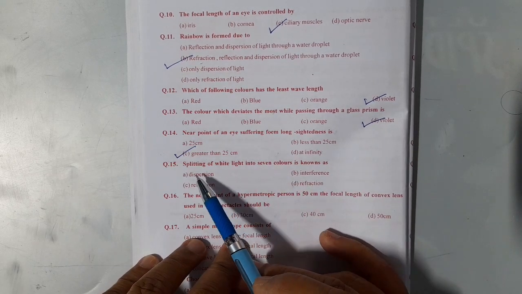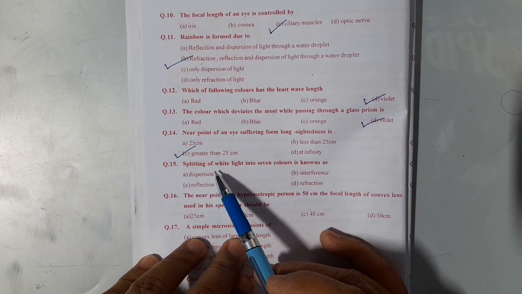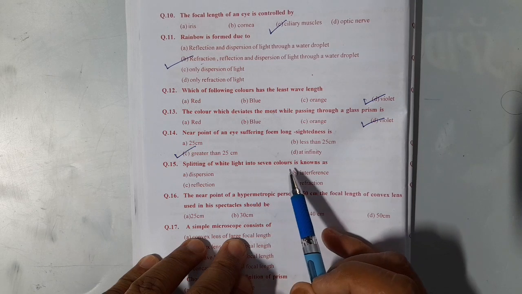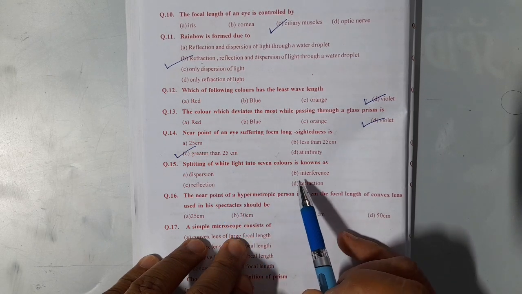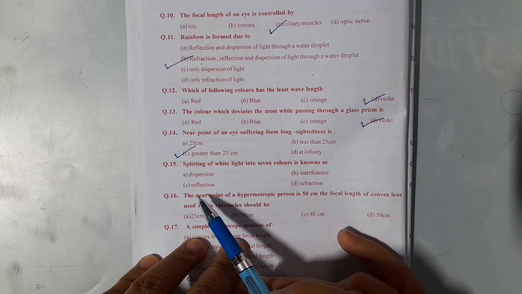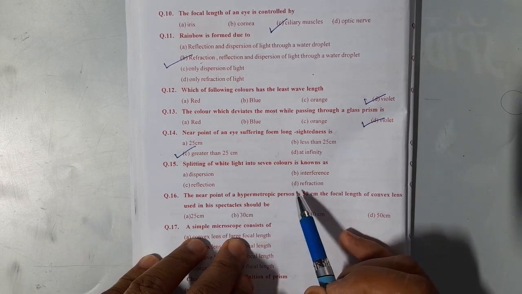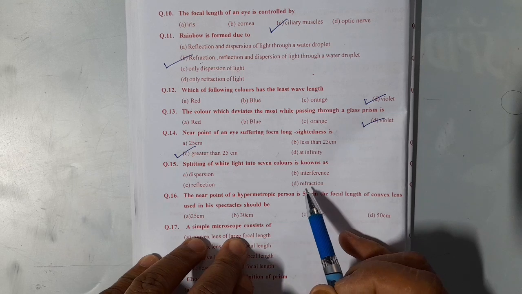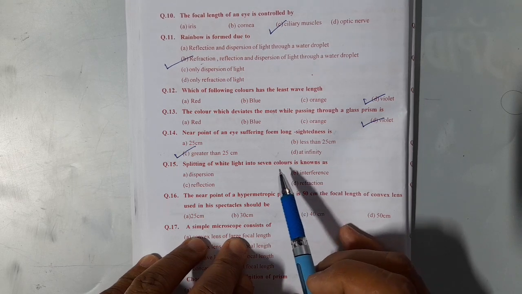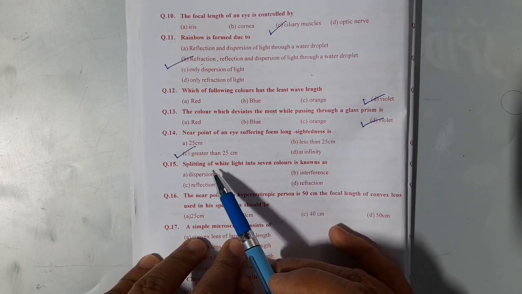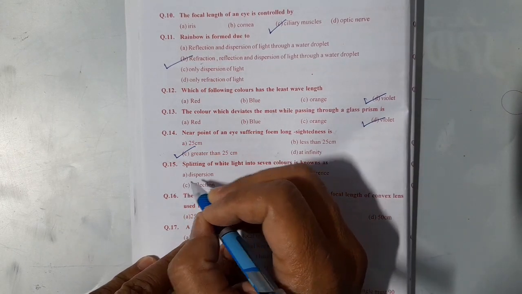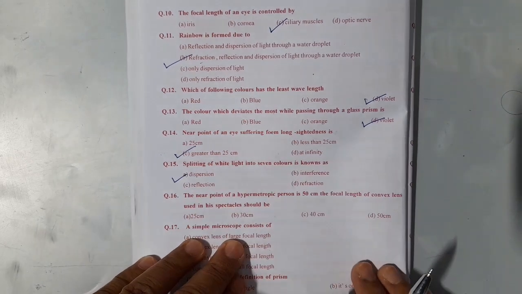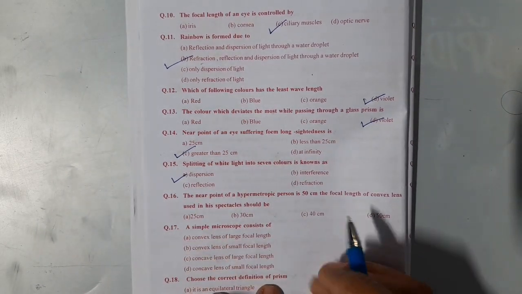Next question. Splitting of white light into 7 colors is known as option A dispersion, option B interference, option C reflection, or option D refraction. So students, we know that splitting of white light into 7 colors is known as dispersion of light. So its correct option is option A dispersion.